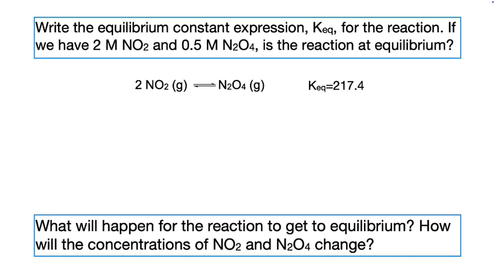How do we set it up? Deciding if the reaction is at equilibrium, we'd have to go through and try to calculate our K value. We're already given the K value. Why am I trying to calculate what K is? It might not align. Right?